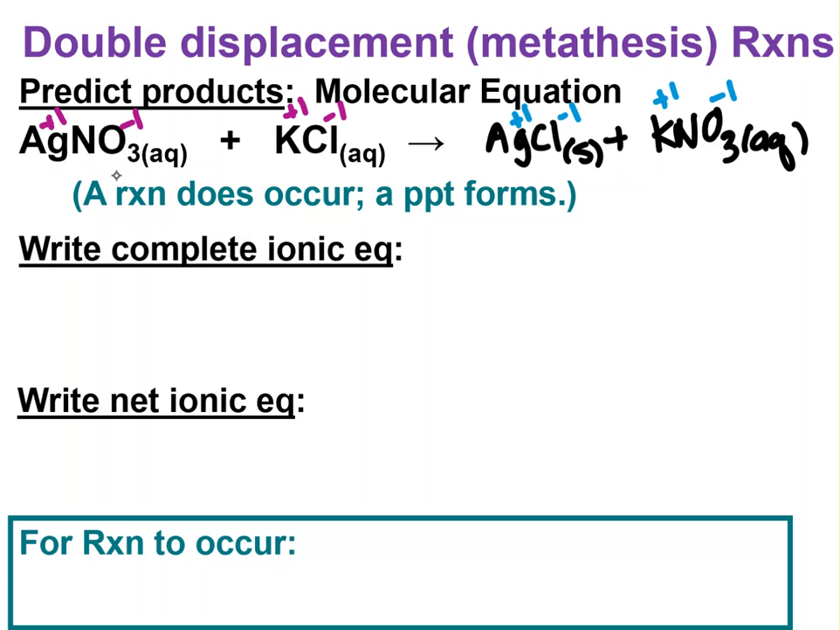Is silver nitrate ionized? Well, for one thing, it says aq, so I know it will be. But also it has nitrate, so it would always be ionized. So I'm going to split those apart, because this is how they're really floating around in the water. Next, potassium chloride is the same. It is ionized. It dissolves in water.